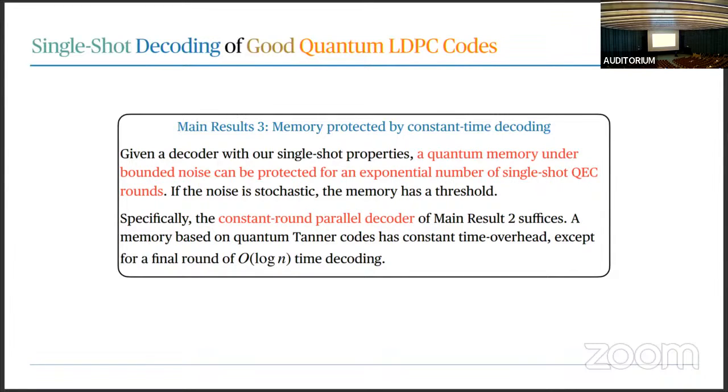We really think that this result is a good indication of how we should think about single shot decoding in the practice of trying to maintain a quantum memory. And asymptotically, if we want to build a fault tolerant scheme based on these quantum Tanner codes and, by extension, these asymptotically good codes, it shows how we should think about the time overhead of protecting the memory.